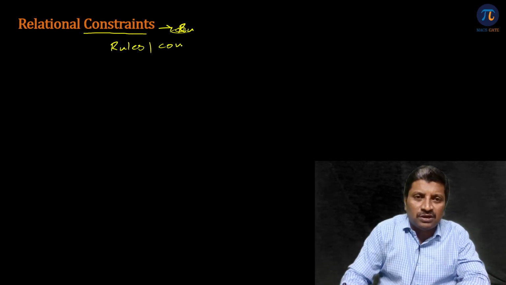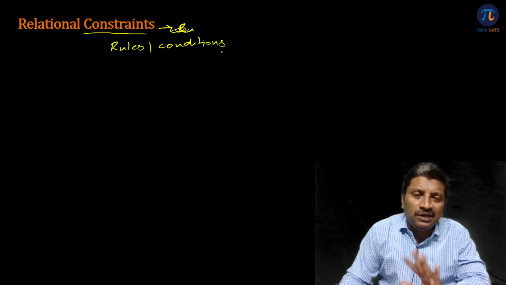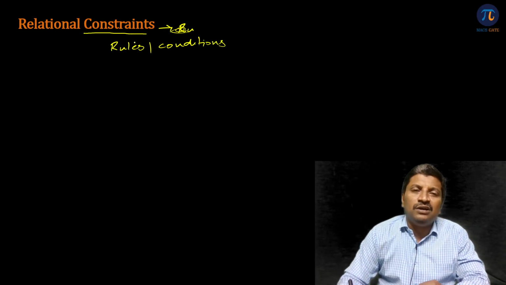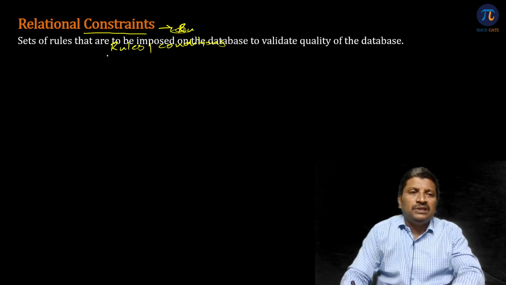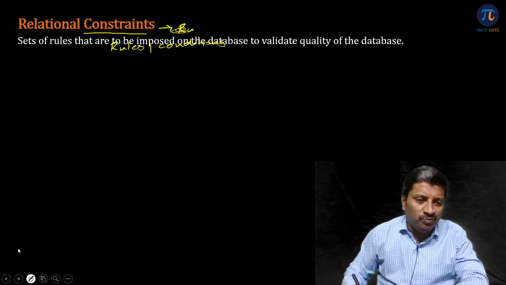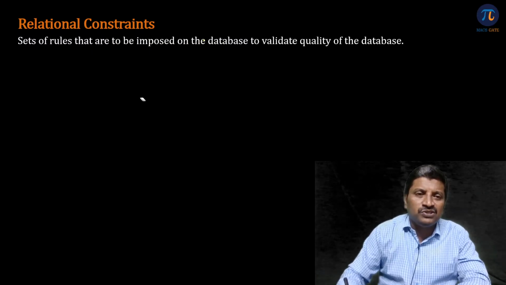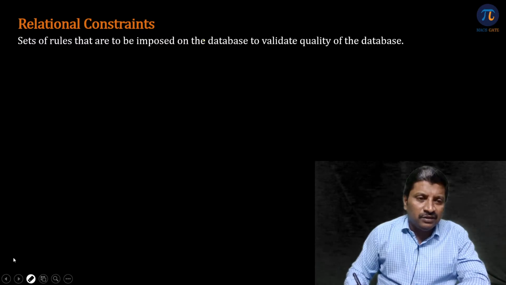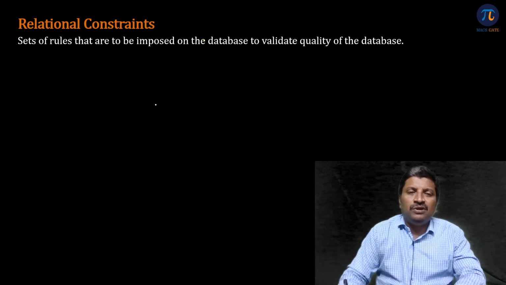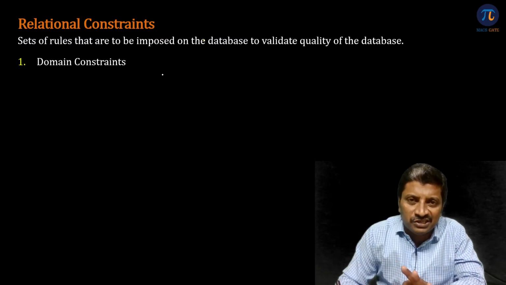Rules are conditions which we are supposed to follow when we are creating relations in the relational model. That is called relational constraints: the set of all rules that are to be imposed on the database to validate the quality of the database. What are the constraints? There are mainly 4 types of relational constraints.